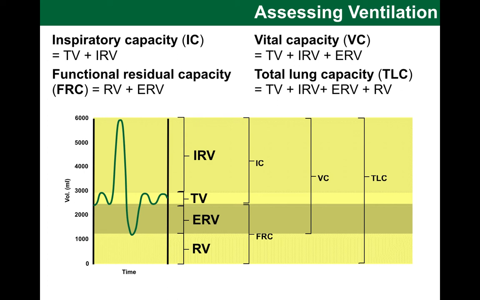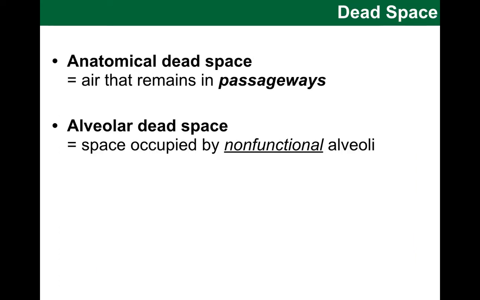There is another concept that relates to what we have discussed here, and that relates to the term dead space. Let's have a look at that. There are two kinds of dead space as it relates to the respiratory system. The first one is anatomical dead space. This does not really contribute to the gas exchange. Instead, it consists of the air that remains in the passageways. This is typically around 150 milliliters of the 500 milliliters of the tidal volume.